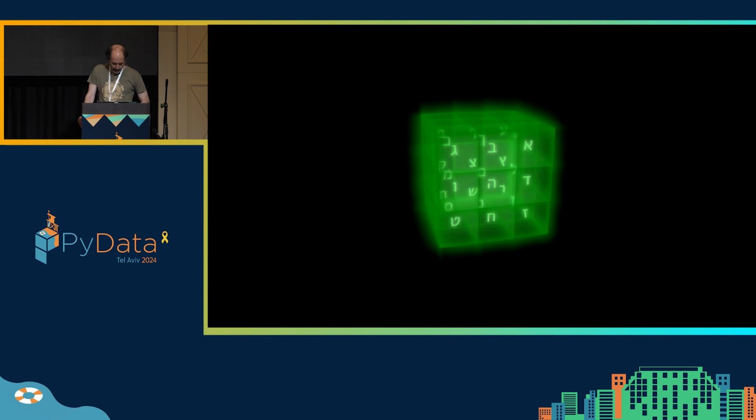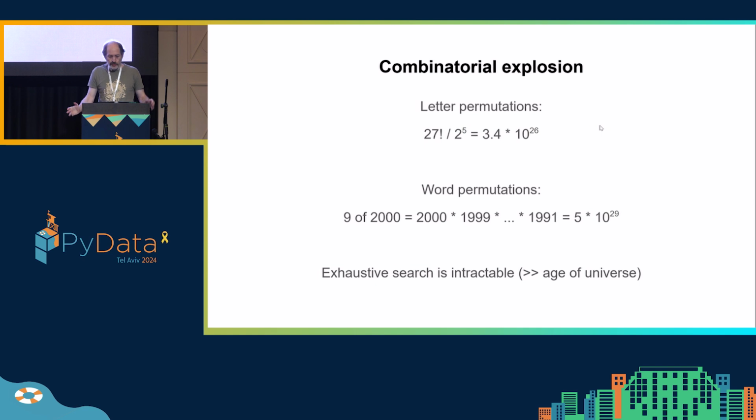Now, this is a hard combinatorial problem. We have a combinatorial explosion. For example, if we look at letter permutations, 27 factorial, you can divide by the symmetry of the letters of the final forms if you care about that, and you get 10 to the 26.